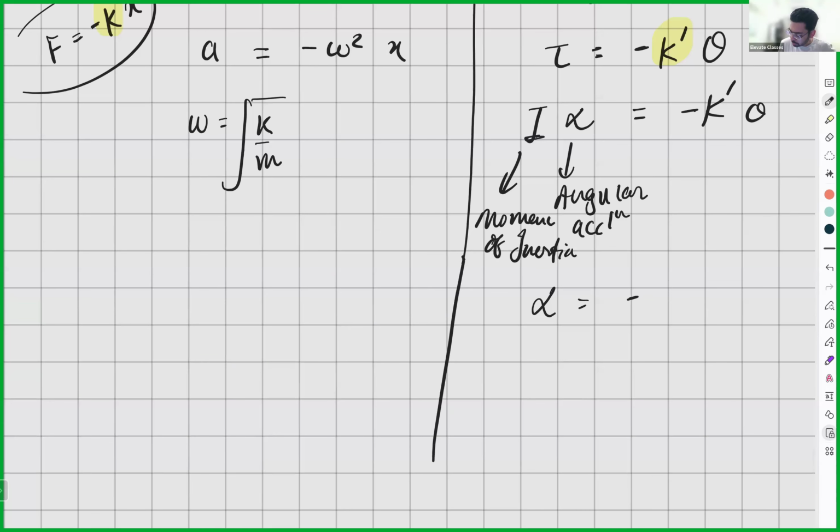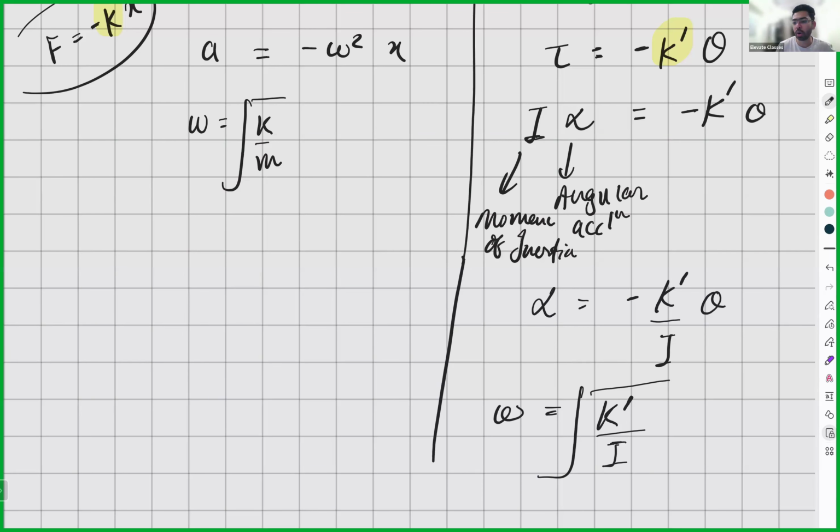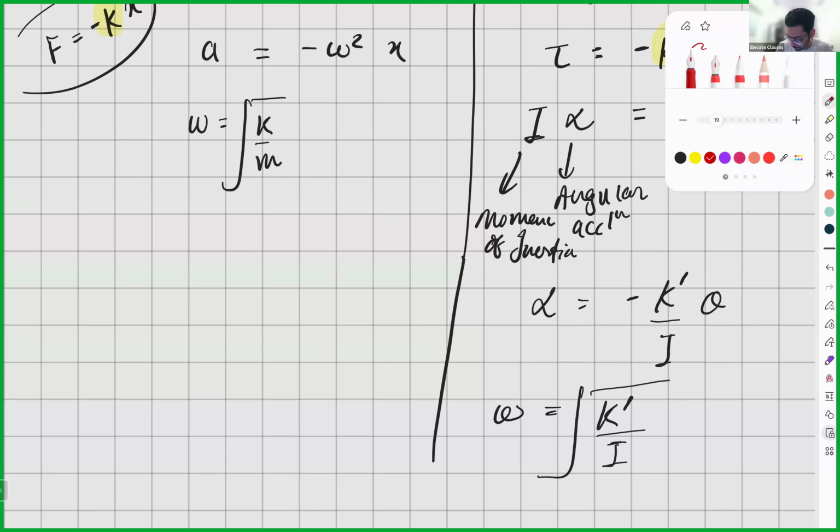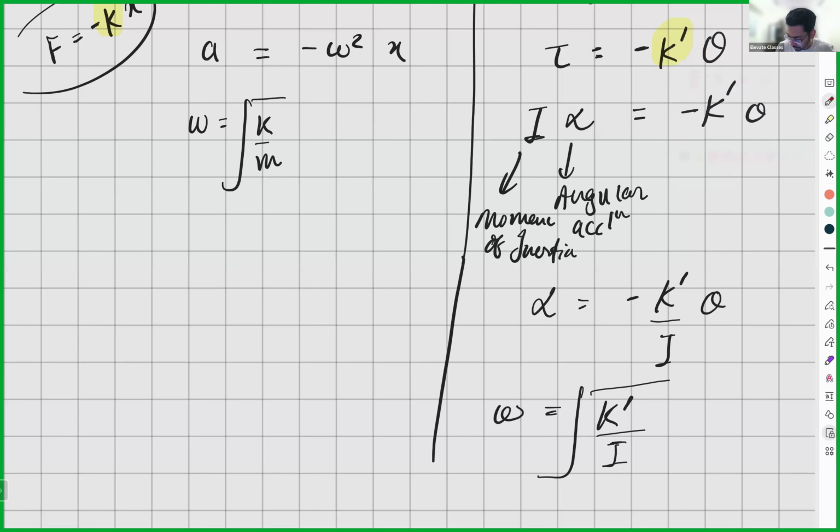So now alpha becomes minus k dash by I into theta. Just like we wrote omega as root of k by m, here in angular SHM, we can write omega as root of k dash by I. K dash is again the proportionality constant in torque proportional to minus of angular displacement, and angular displacement is theta.